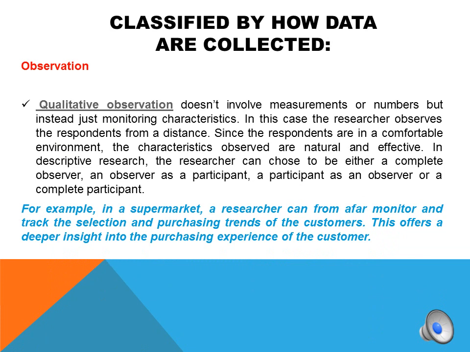The second one is the qualitative observation. It doesn't involve measurements or numbers, but instead just monitoring characteristics. In this case, the researcher observes the respondent from a distance. Since the respondents are in a comfortable environment, the characteristics observed are natural and effective. In descriptive research, the researcher can choose to be either a complete observer, an observer as a participant, a participant as an observer, or a complete participant.